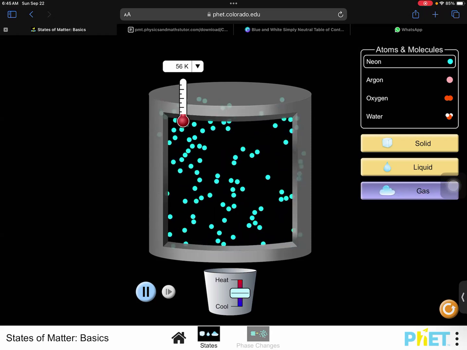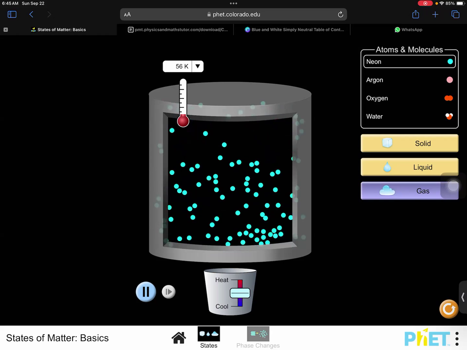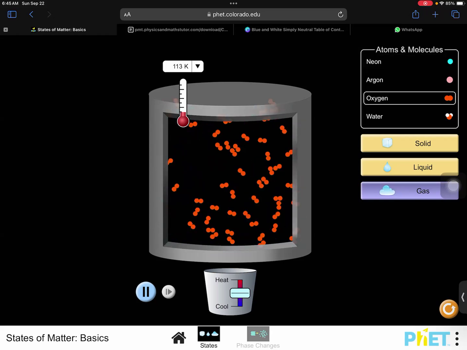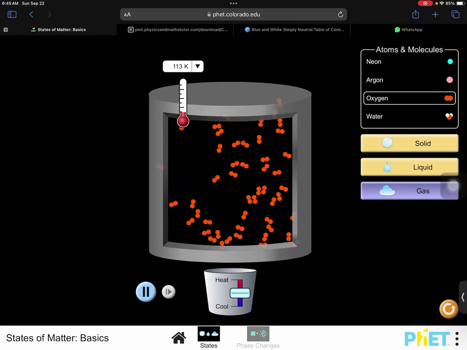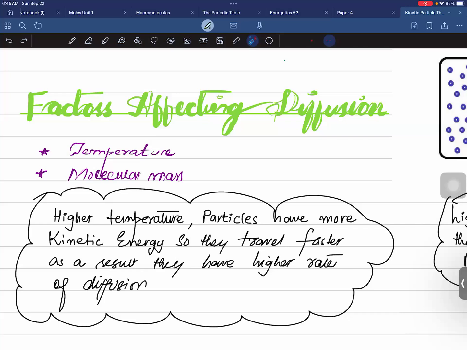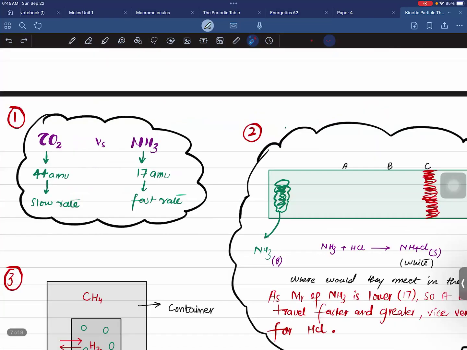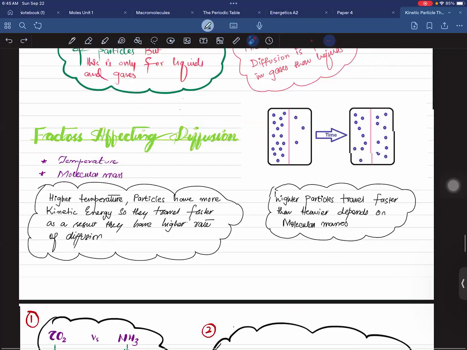Yes. So these are gases. They are moving randomly. You're manipulating it only by changing the temperature, right? Exactly, exactly. So this was the first factor on which the diffusion depends. We have another factor as well. That is the molecular mass.